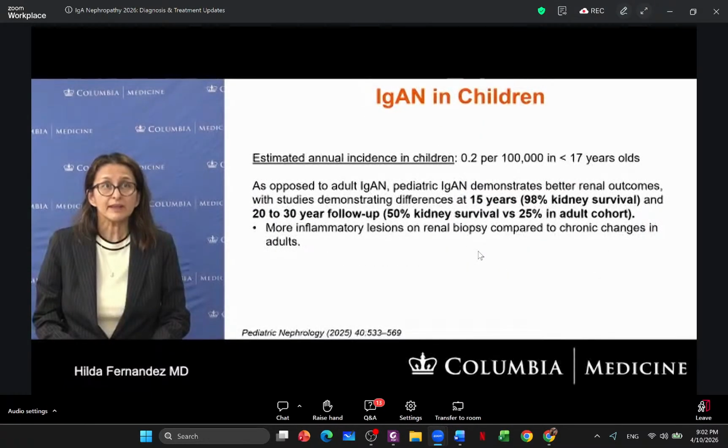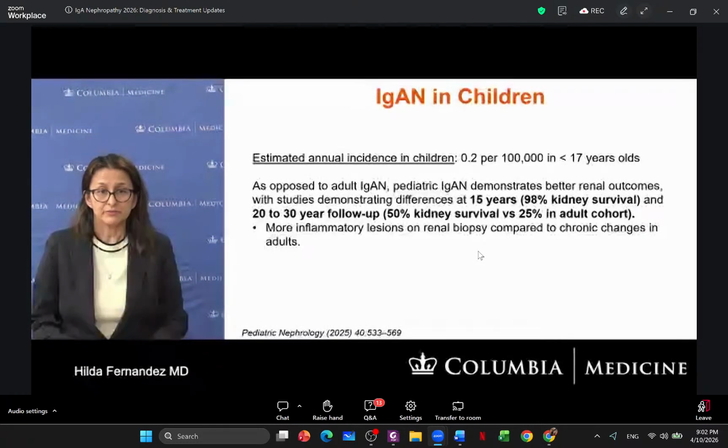The estimated annual incidence in children is about 0.2 per 100,000 for kids that are less than 18 years of age. And this is as opposed to adult IgA nephropathy. We see that pediatric cases actually have better renal outcomes. Studies are demonstrating differences at 15 years, where we have children that are having 98% kidney survival, and in 20 to 30 years with only 50% kidney survival as compared to 25% in adult cohorts. Part of this is potentially early detection, and also that these children tend to have more inflammatory lesions on renal biopsy compared to the chronic changes that we see in adults.